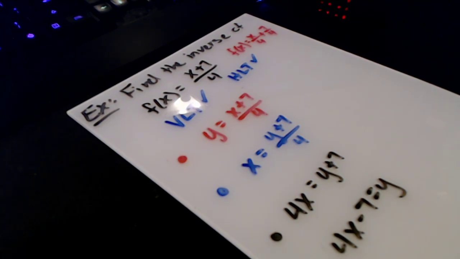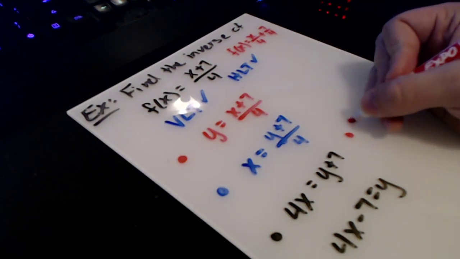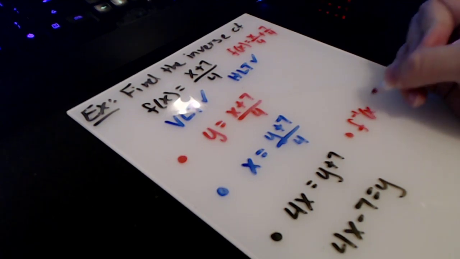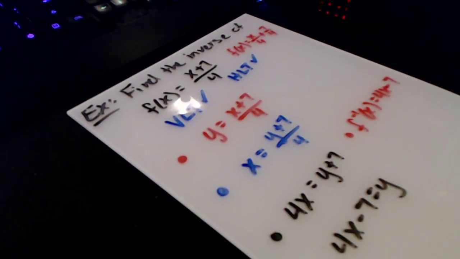Mission accomplished. That means we just come over here and say, our last and final step is to change y to f inverse of x. So f inverse of x equals 4x minus 7. And then again, if you want to go check that, please feel free. Go plug this into your original function, make sure everything cancels out and gives you x, and you're good to go.